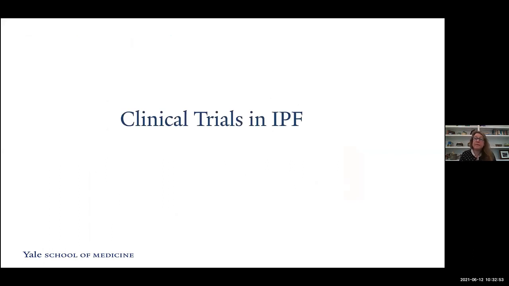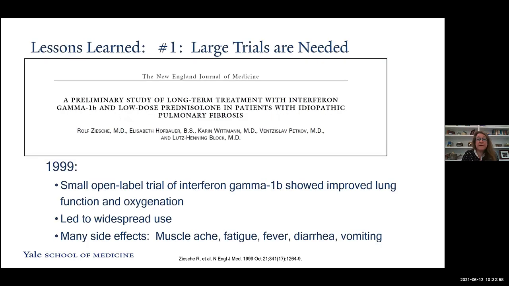So then that brings us to clinical trials for pulmonary fibrosis, for IPF. So I just want to go through a few lessons that we have learned over time in studying IPF in trials. And the first one is that trials are needed, and they need to be big trials. This was the first situation where this was really brought to the forefront of people's thinking.